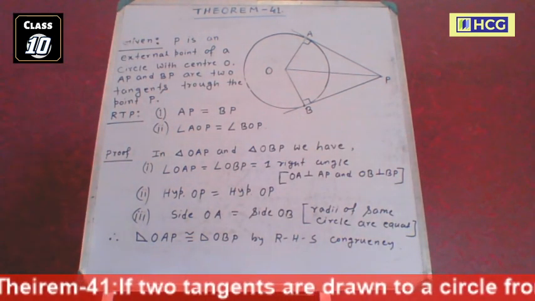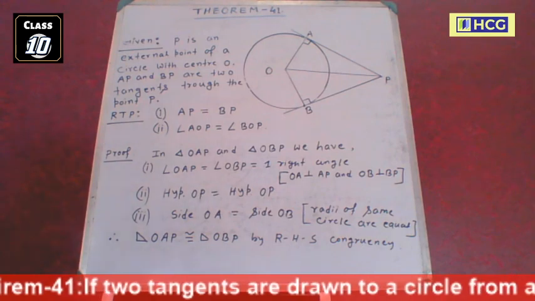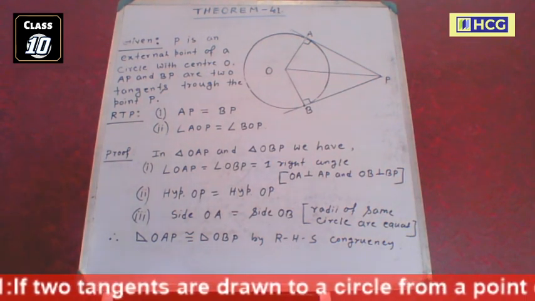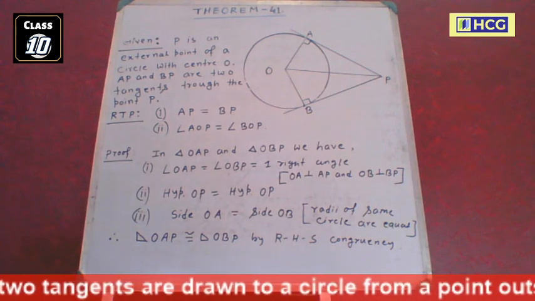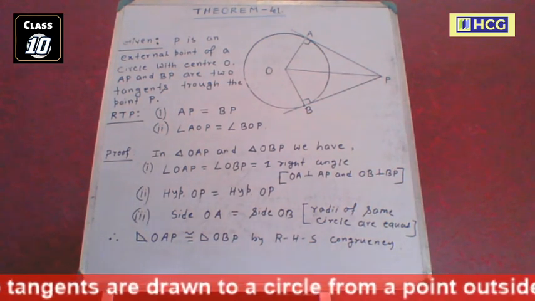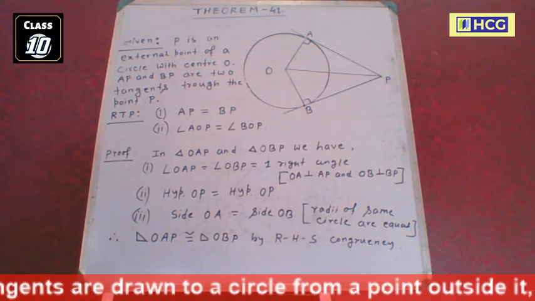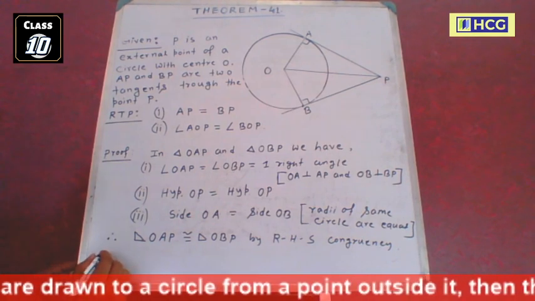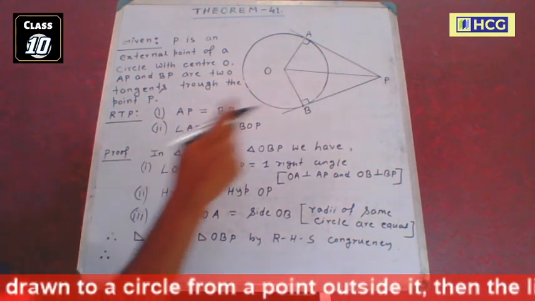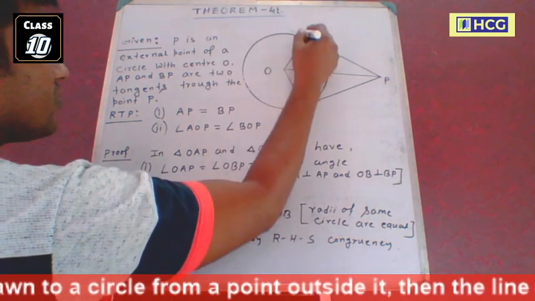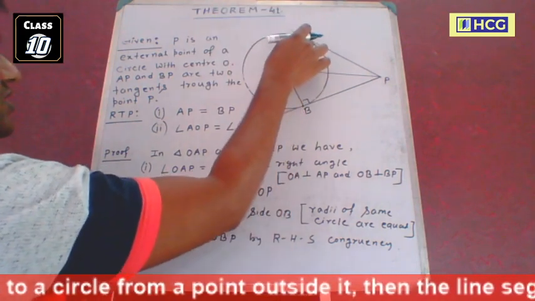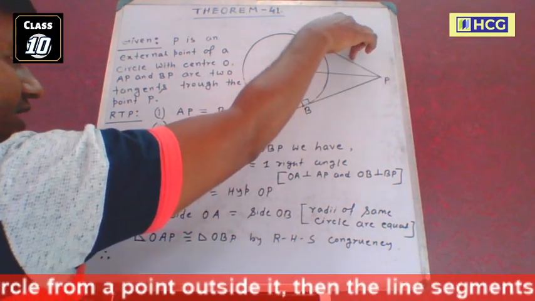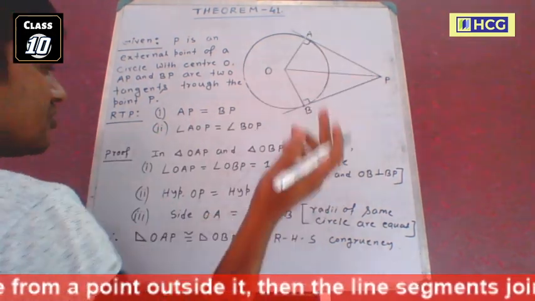And we know if two triangles are congruent, then the corresponding sides and corresponding angles are all equal. So the two triangles are congruent. Now corresponding sides: this side is equal to this side, and this is the common side. So the remaining sides AP and BP are the corresponding sides.